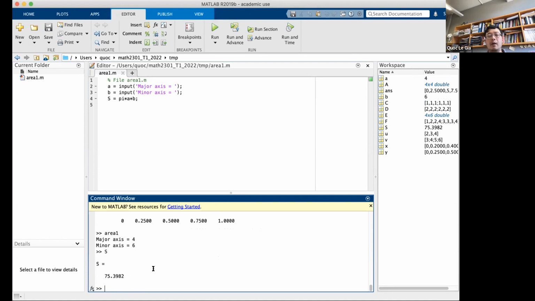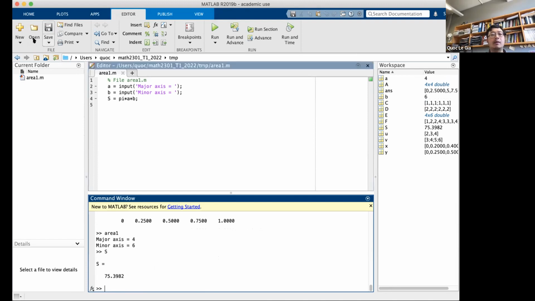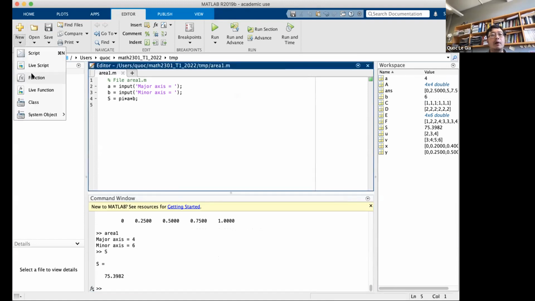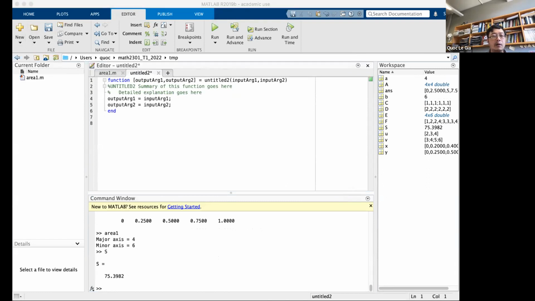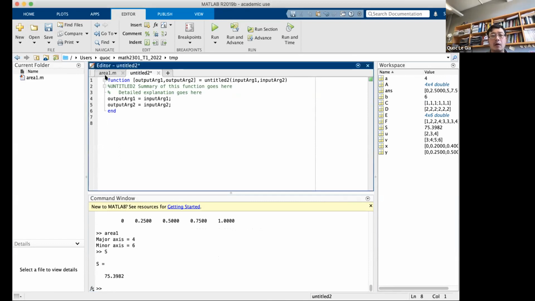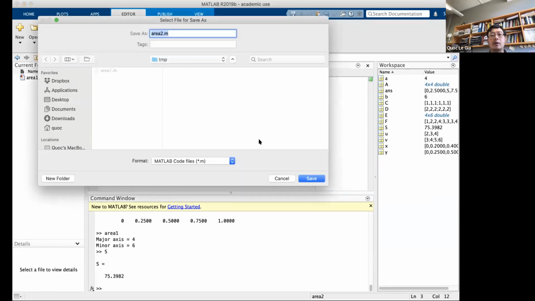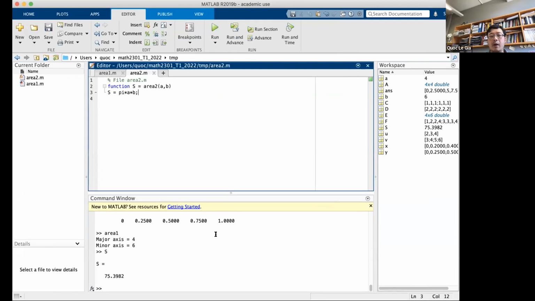Now suppose you have a function. So now I say new function. Then let me cut and paste the function here. So how do you run the function? You have to save it first. Area 2.